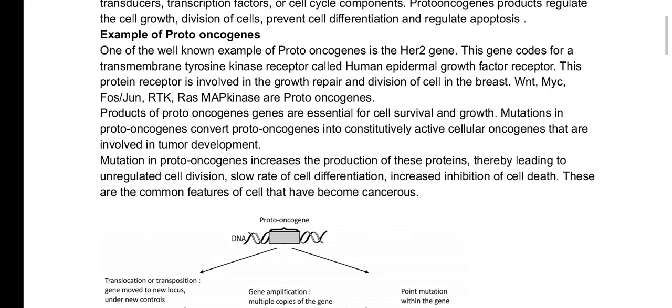Mutations in proto-oncogenes convert them into constitutively active cellular components, or oncogenes, that are involved in tumor development. Mutations in proto-oncogenes increase the production of these proteins, thereby leading to unregulated cell division, slow rate of cell differentiation, and increased inhibition of cell death. These are the common features of cells that have become cancerous.